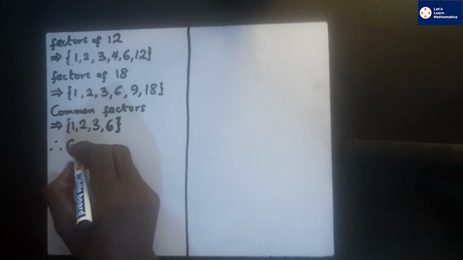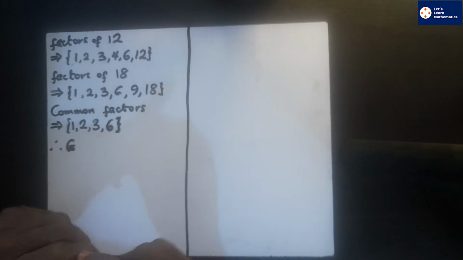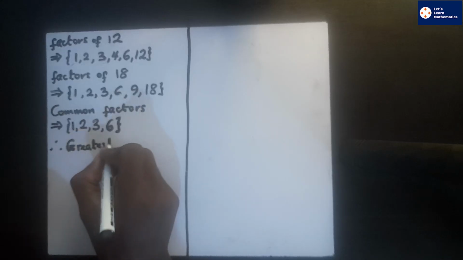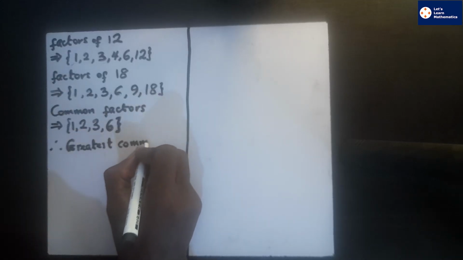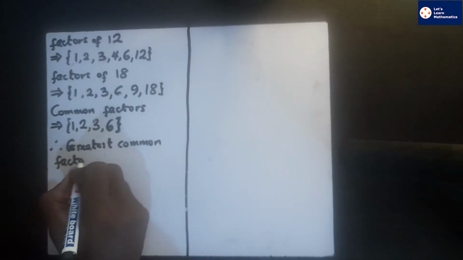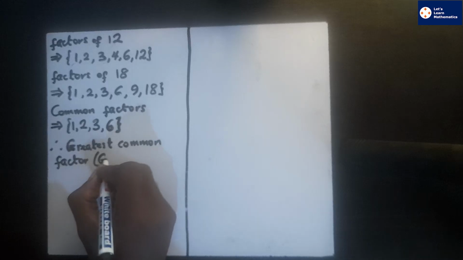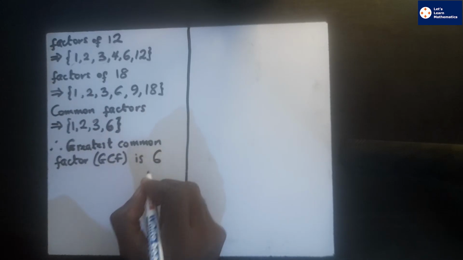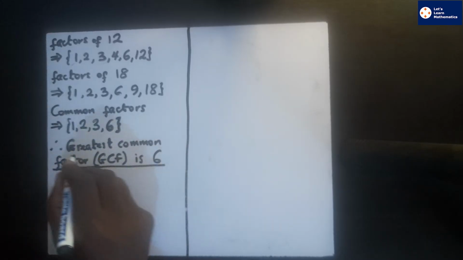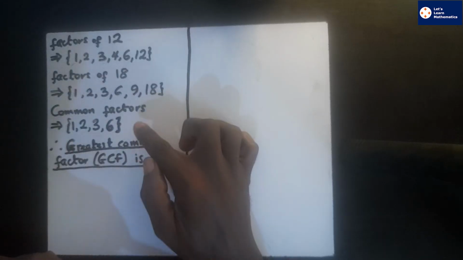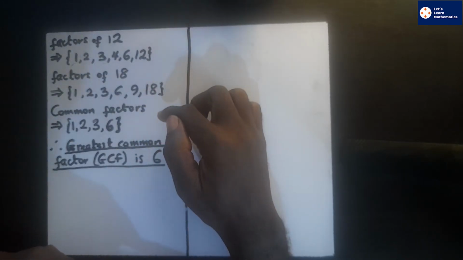So it means that the greatest common factor, which we normally write as GCF, is 6, because it is the greatest number inside of the list of common factors of 12 and 18.